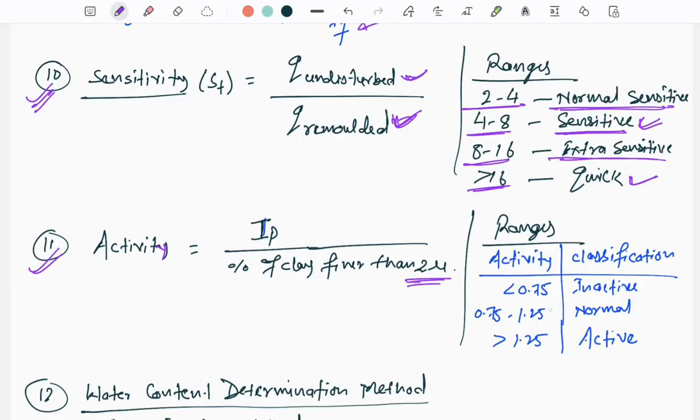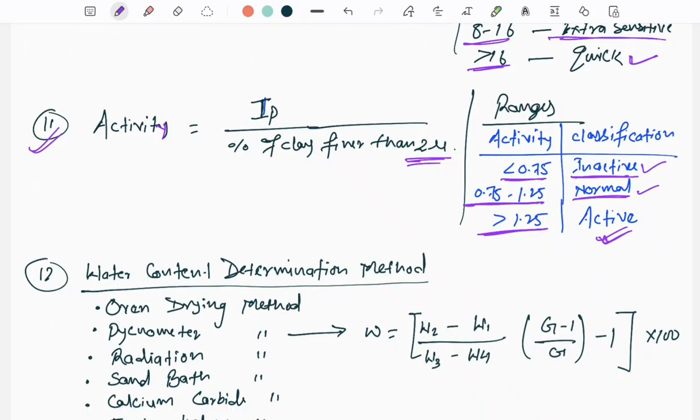The range of this activity is: if it is less than 0.75, then it is called inactive. For normal activity, the activity number is between 0.75 and 1.25, and if it is greater than 1.25, then it is called active. So inactive is less than 0.75, normal is 0.75 to 1.25, and active is greater than 1.25.